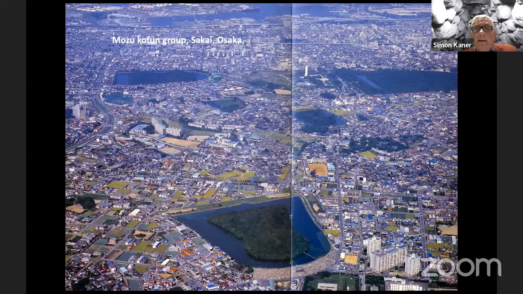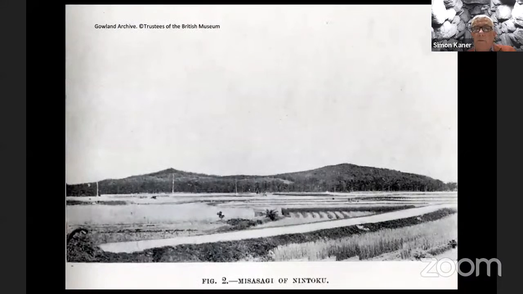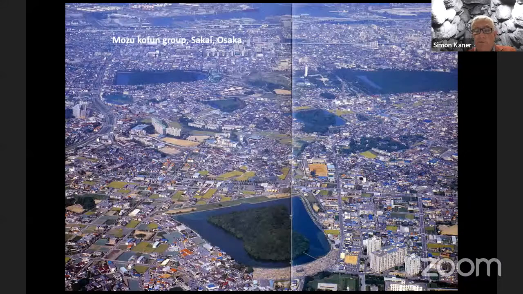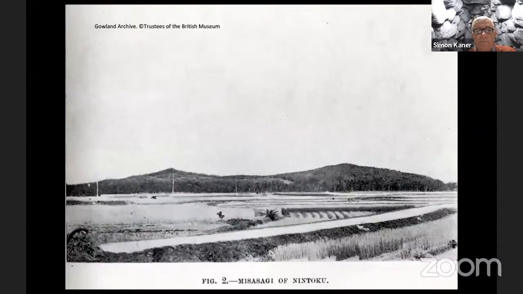This is an aerial shot of modern day Osaka. This is the Mozu Kofun group in Sakai in southern Osaka, and the tomb just over here on the right is the Nintoku tomb, the Daisenyama tomb. This is what it looked like in Gowland's time. As you can see, the landscape has changed somewhat.